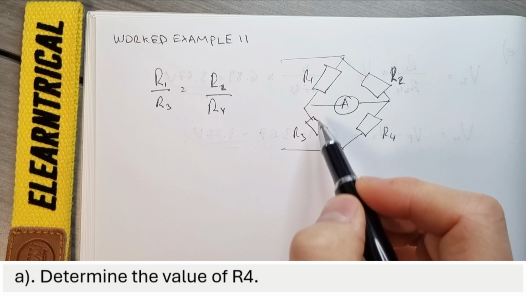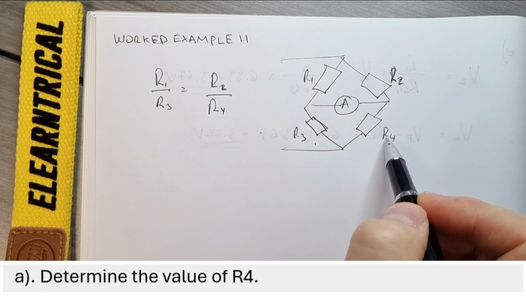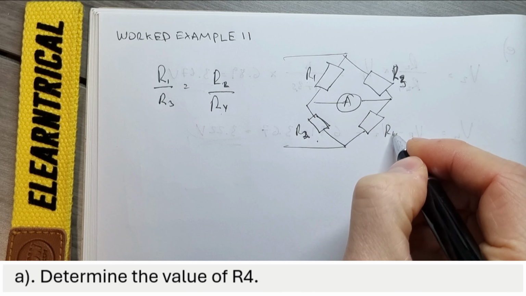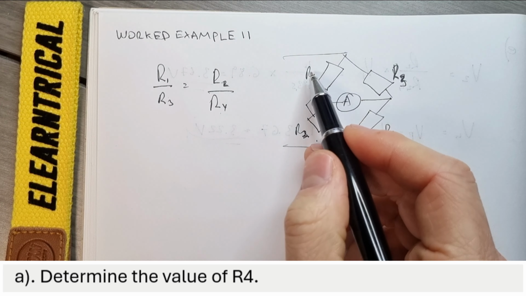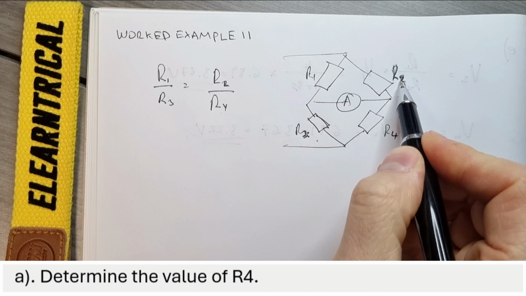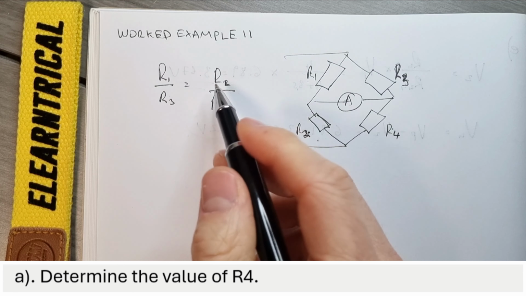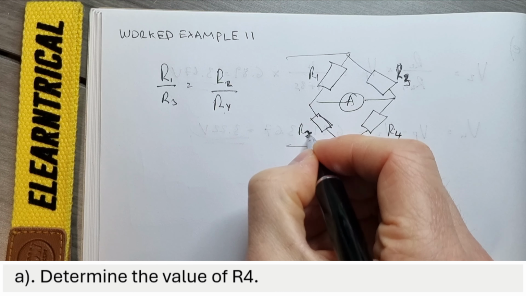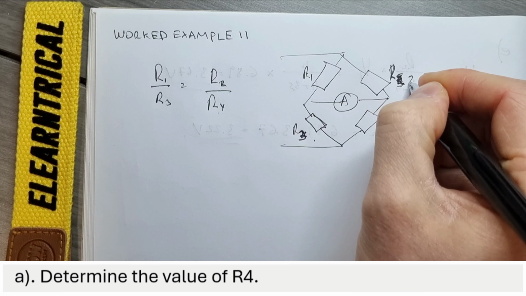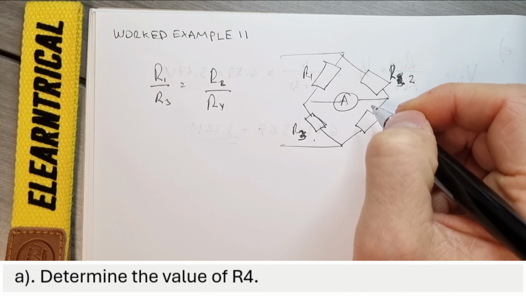So here we've got R1, R3, R2 and R4, but equally if this was R2 and this was R3 and this was still R4, it would become R1 over R2 equals R3 over R4. So the numbers would change around. So don't get caught out by that. Just remember that it's determined by the layout in the question.